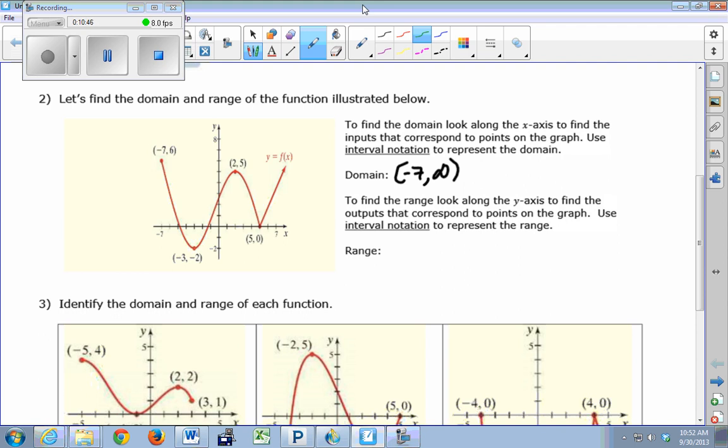Oh, huh. All right, so how about talking about the range here? Tara, want to read this for us right here?